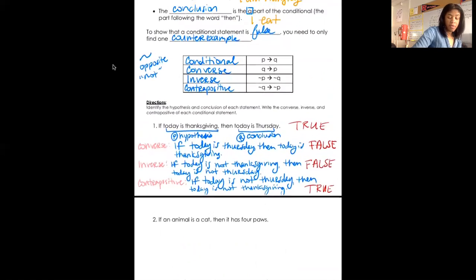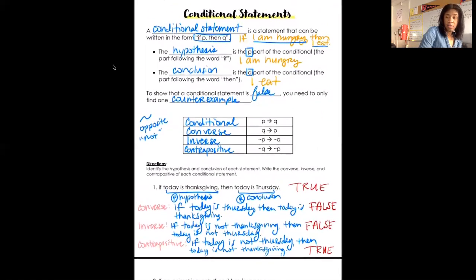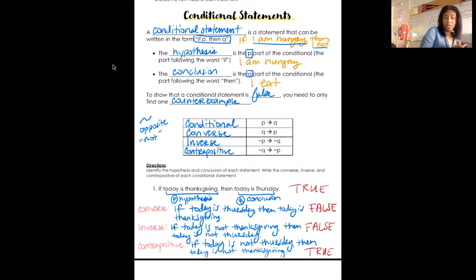Remember, the first thing you should do is identify your hypothesis and your conclusion. The hypothesis follows if, the conclusion follows the word then. And then remember the formulas in this chart. Good luck.